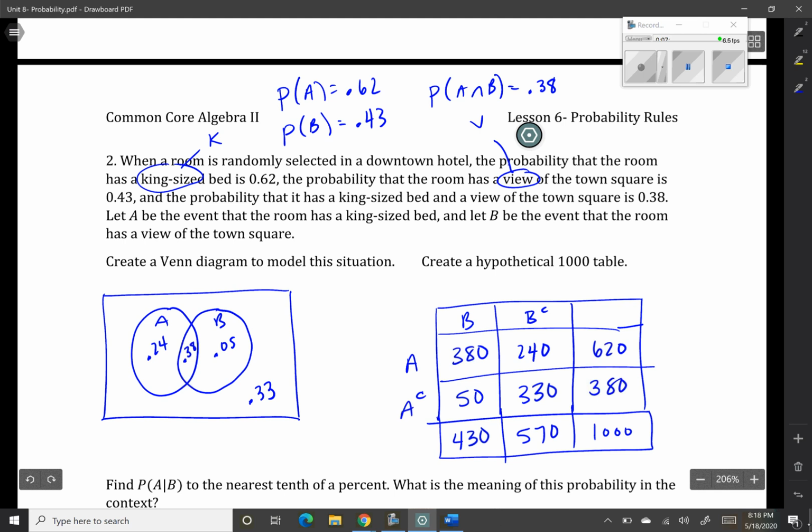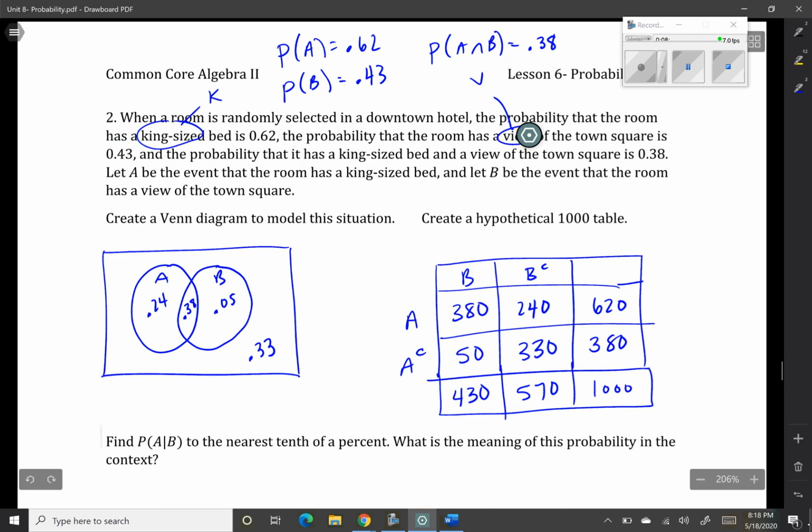570. Now, there are pros and cons to both. The Venn diagram is a quick visual, and you can see kind of where all your percentages are. But if you notice, the hypothetical 1,000 table does give us a little bit more info. Like, I know how many total rooms do not have the view. I know how many total rooms do not have the king-size bed without having to do a bunch of different addition and subtraction here with our percentages.